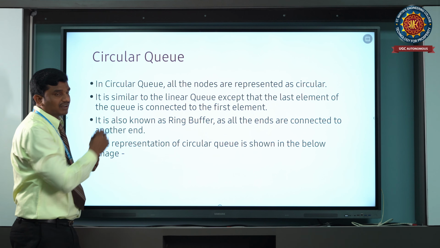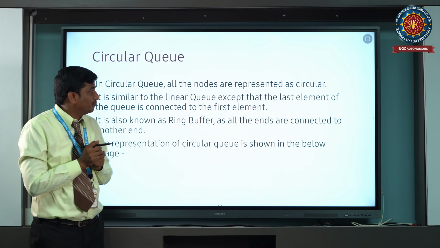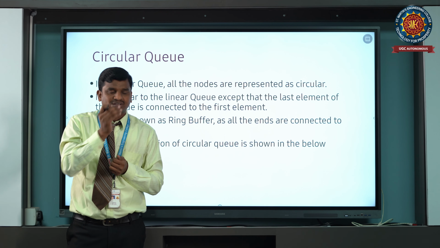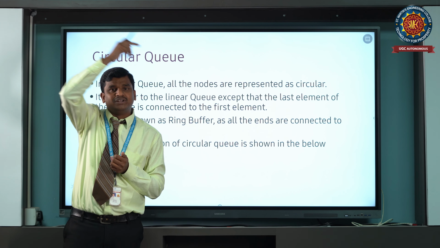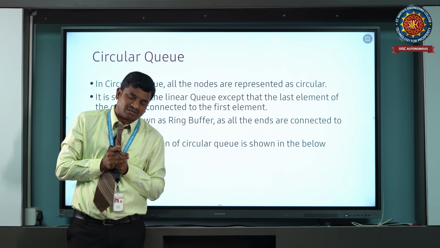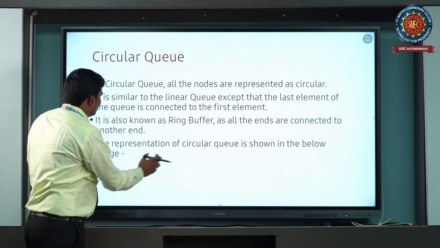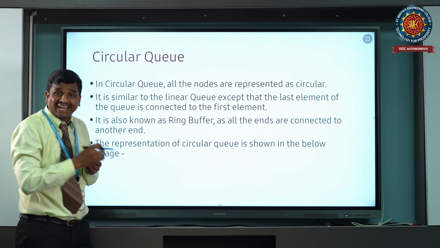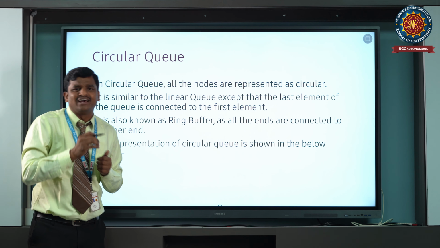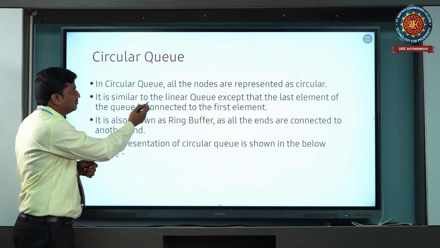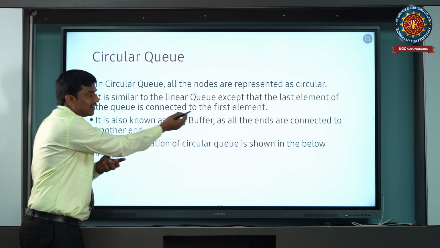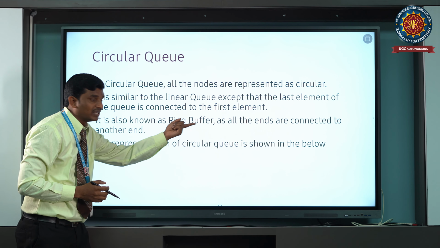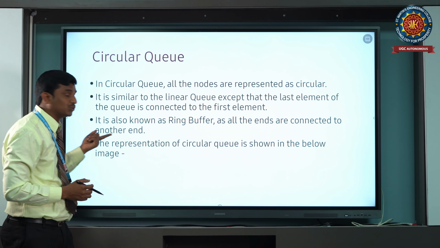Next, circular queue. Very important. Here the last element connects again with the first element. In a circular queue, the nodes are arranged in a circle. It is similar to the linear queue, except that the last node connects to the first node. It is also known as a ring buffer. All the ends are connected to the other end.